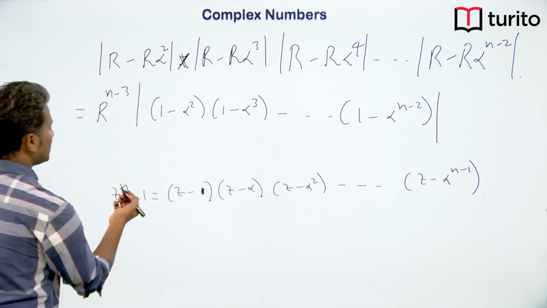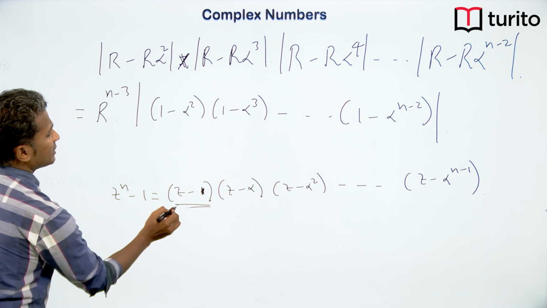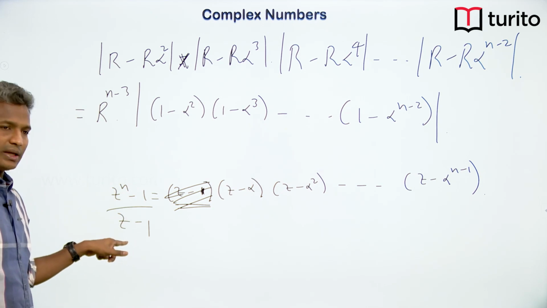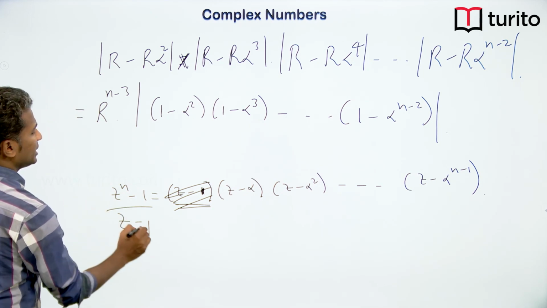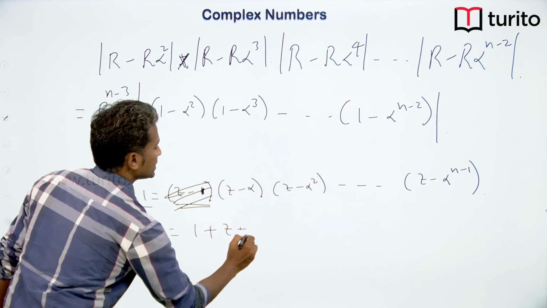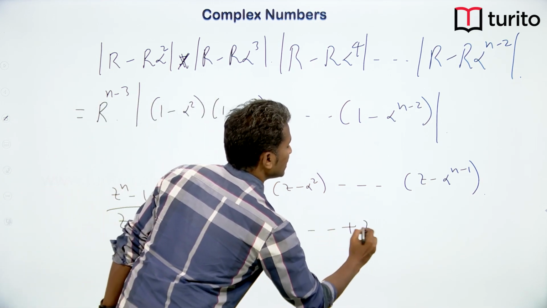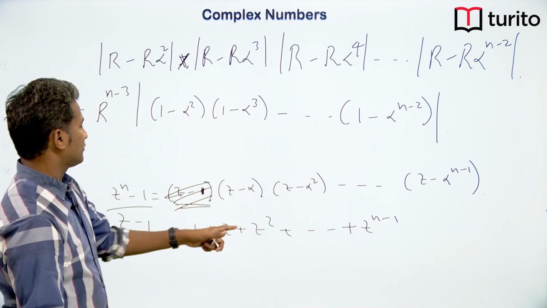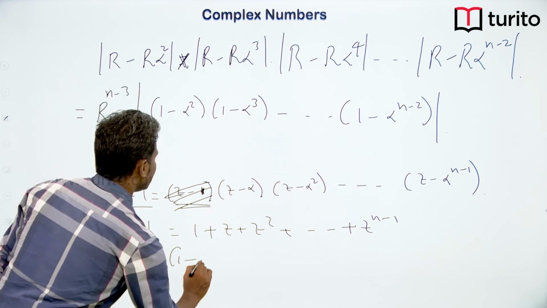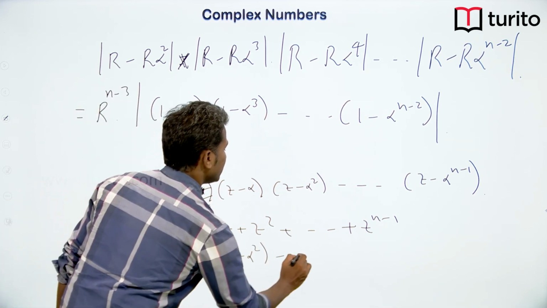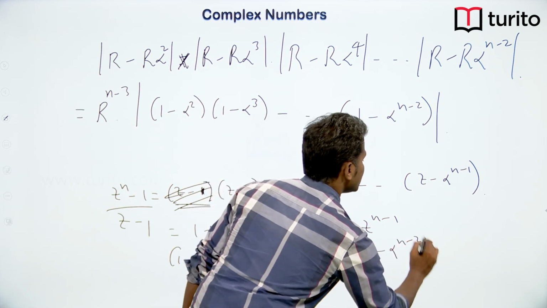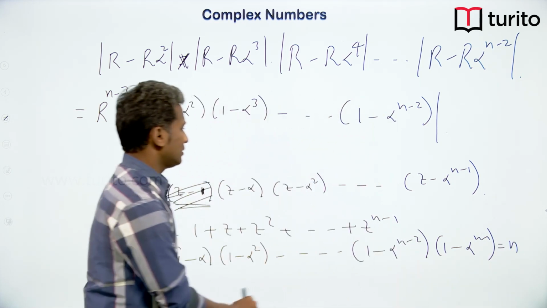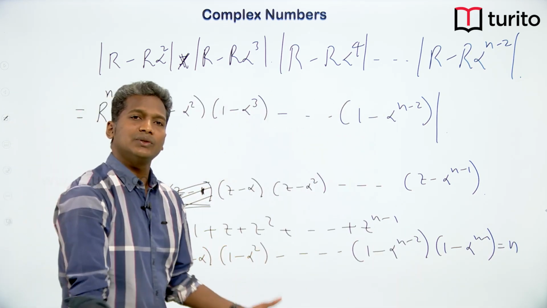Now, here if I take this z minus 1 to the LHS, I get z power n minus 1 by z minus 1, which can also be written as 1 plus z plus z square till z power n minus 1. Now, in place of z, if I put 1 here, I will get something like 1 minus alpha, 1 minus alpha square till 1 minus alpha power n minus 1. This is equal to n. This is the general identity that we derive from the roots of unity.